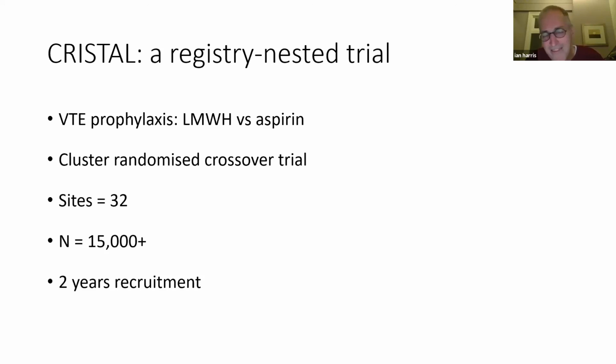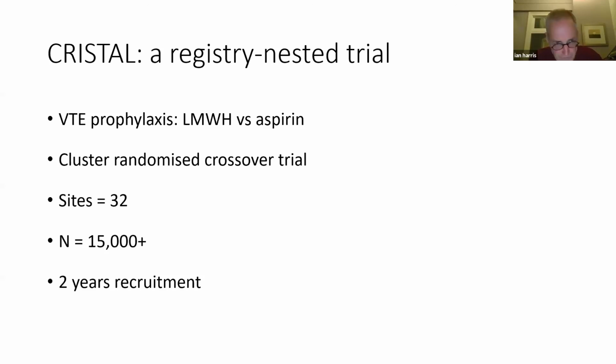And the advantage of that is each hospital sort of acts as its own control. It means that everything's very well balanced when it comes to socioeconomic status and surgeon and these other variables and hospital protocols about mobilization. Everything gets balanced out when you have the crossover component of a cluster randomized trial. We're recruiting from 32 sites. We will recruit 15,000 patients in about 2 years.